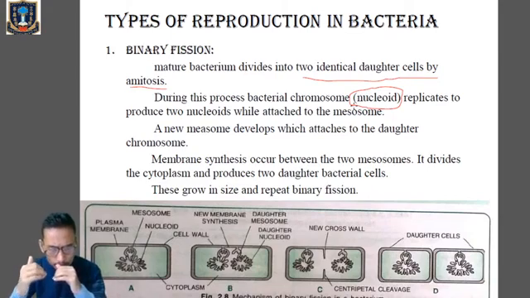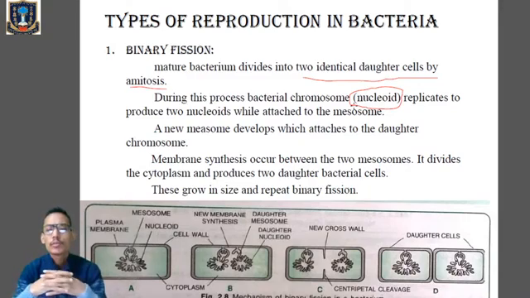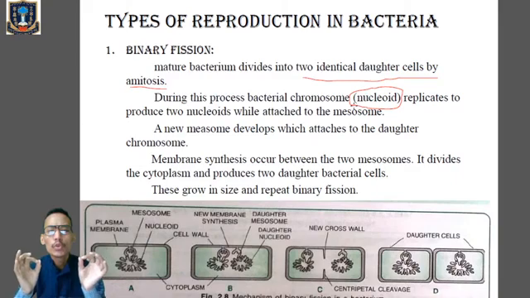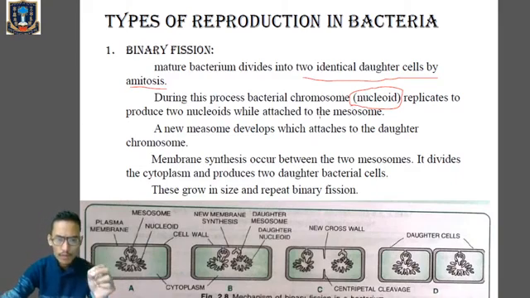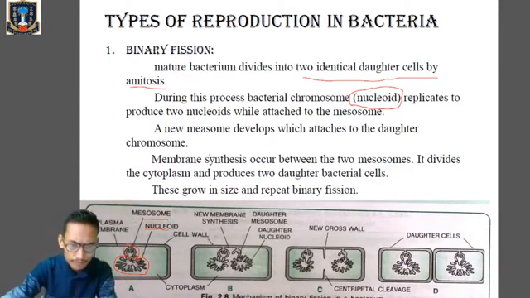So during binary fission in bacteria, the bacterial chromosome, that is the nucleoid, replicates to produce two nucleoids while attached to the mesosome. So look at the figure carefully now. Over here you can see the structure. This one is the nucleoid. Can you see over here? Fine. And this one is the mesosome, an inclusion in bacterial cells.